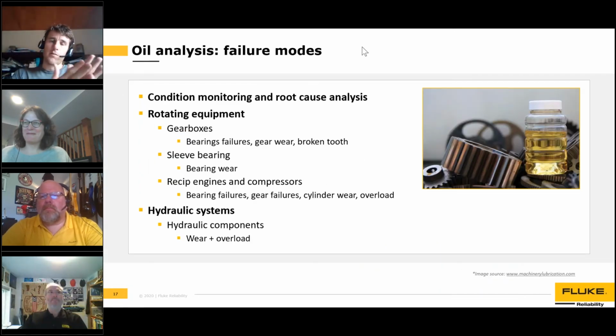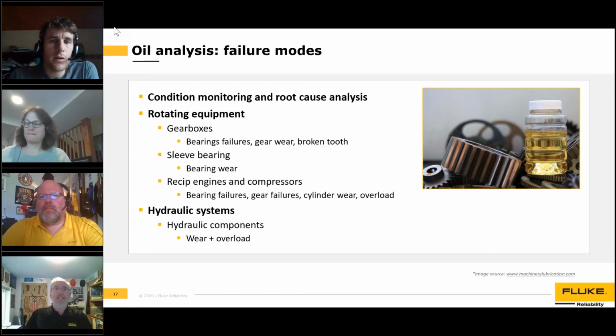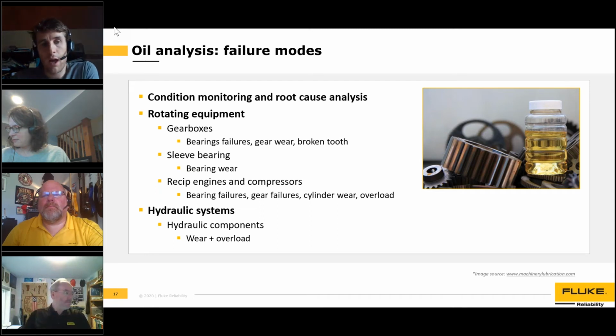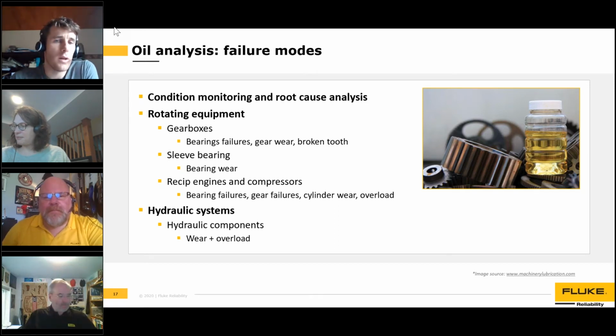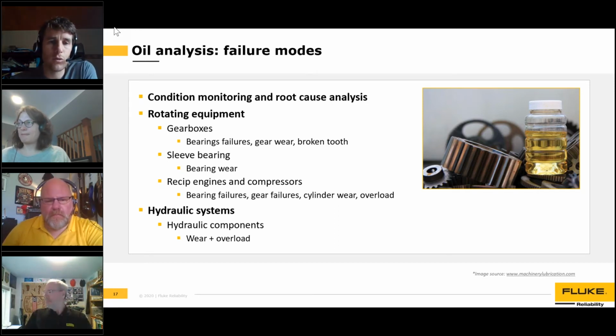Okay, and then we talked about vibration quite extensively because it's obviously very commonly used and a great technology on a lot of types of rotating equipment specifically. Oil analysis is another technique that's very widely used, specifically on bigger rotating equipment or even hydraulic systems, right? In rotating equipment, we think about gearboxes, any type of sleeve bearing application, as well as reciprocating engines and compressors, which are coincidentally maybe also the equipment we find on our most critical equipment out in the plant. Those are the ones that can really benefit from oil analysis.